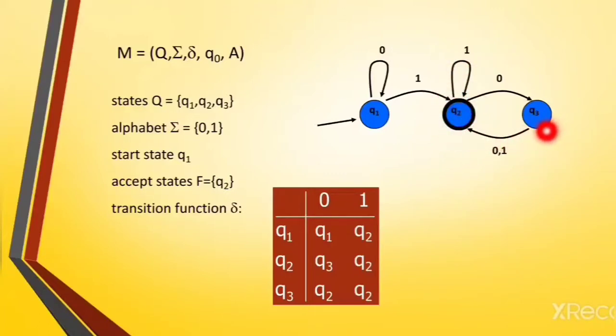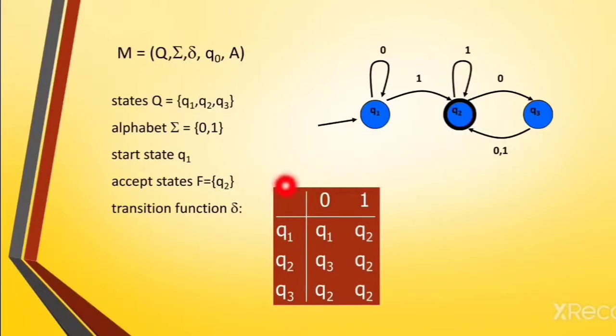And for Q3, if I give the input alphabet 0, it will go to the accepting state, that is Q2. And if I give the input alphabet 1 to Q3, it will go to the accepting state, that is Q2. And this is how we write the transition table for the given DFA.